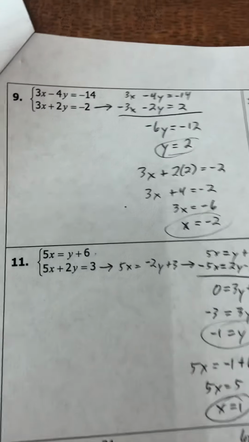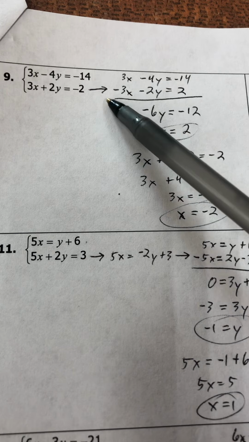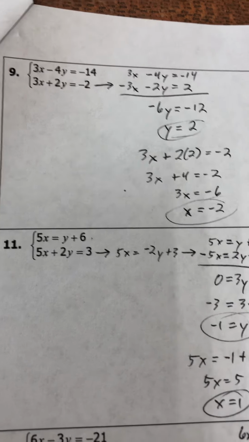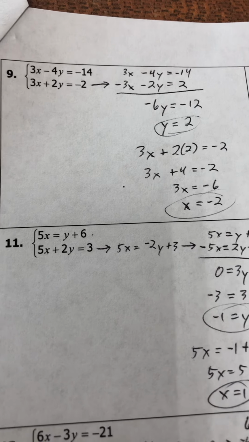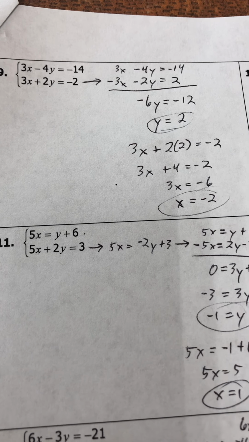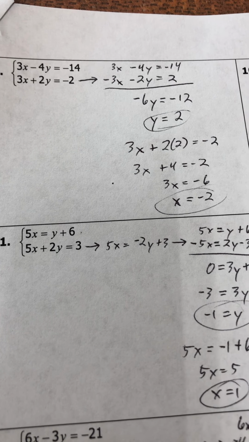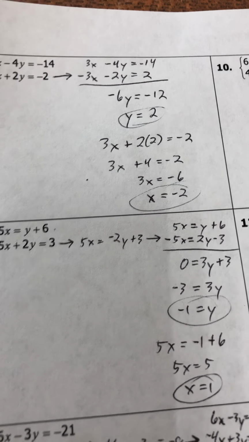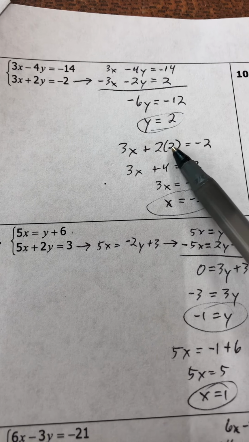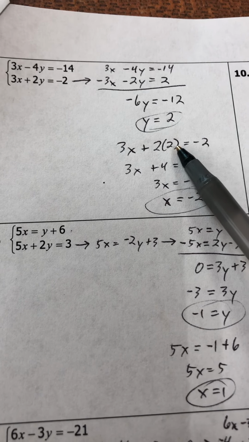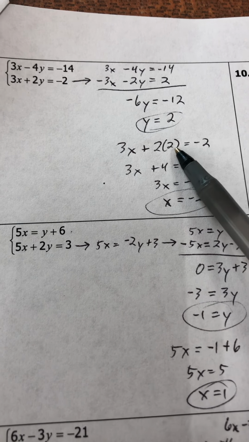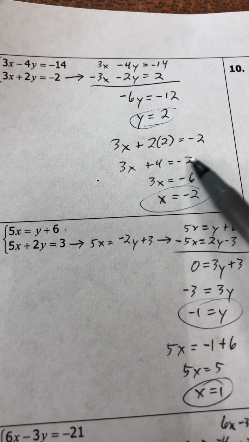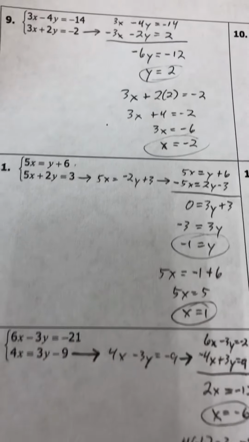Number 9. Take a look at number 9. I changed the bottom one so that I can eliminate the x values. Notice what I did, I just multiplied each term in that second equation by negative 1. So it just basically changed all the signs. So I end up with my y's, and I solve for y, getting y equals 2. I plug in that 2 into one of the problems, and it looks like I chose the second problem. And I chose the second problem because it looked like it was easier. So my y value, I make 2. And then I solve for x, and I get x equals negative 2.